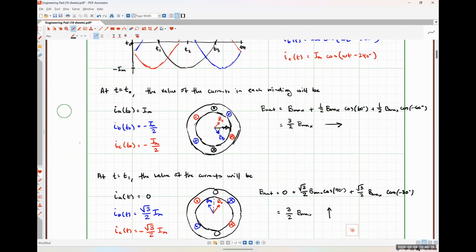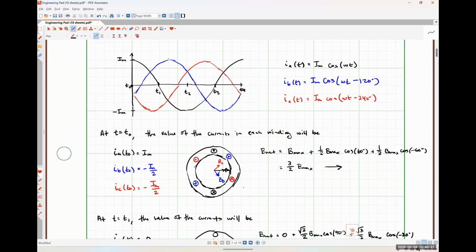So what did you guys think happened in between there? So Sam, you just did a little hand move. What did that hand move represent? A rotation. That's exactly right. So our B field, as these currents are changing, is literally just rotating around our stator, and it's going to be rotating in a counterclockwise direction.